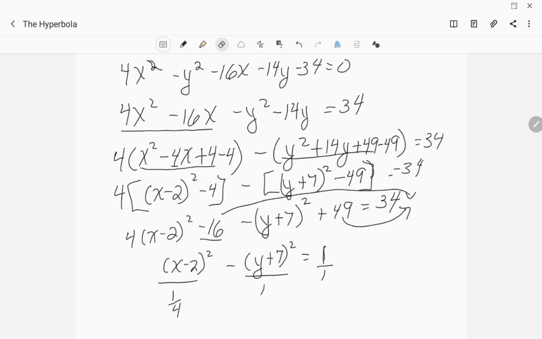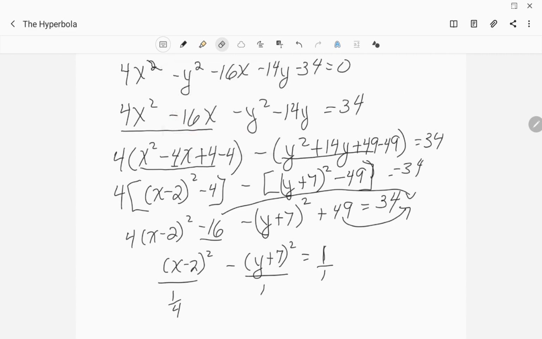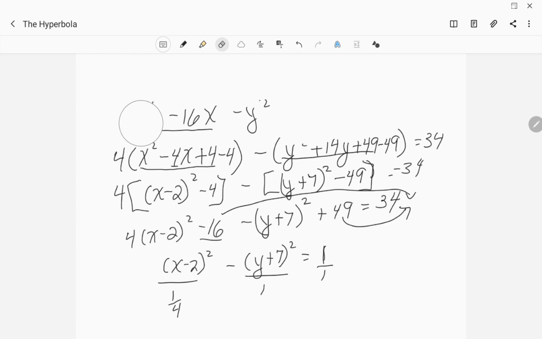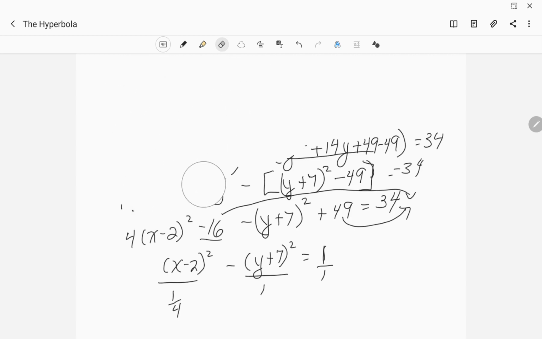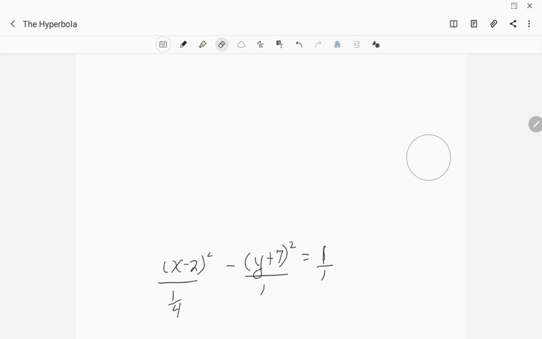So now we're going to answer some questions about that, now that I have it in standard form. I'm also going to give a quick sketch of it, just in case that is ever asked of you. It's just a sketch. This is not in any way accurate, other than it's approximate.